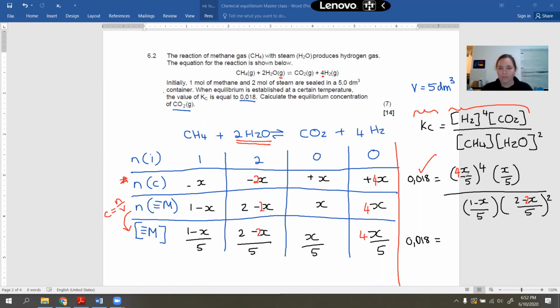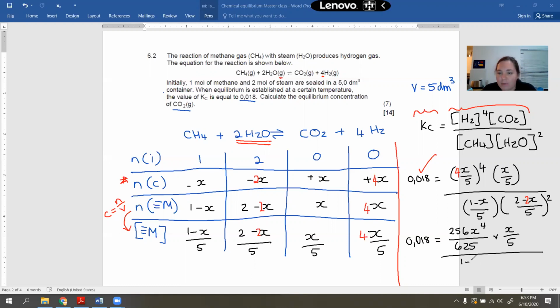So 4 to the power of 4 gives me 256. Then I'm going to have x to the 4 over, okay, in fact, I'm just going to multiply everything here if everyone's okay with that. Actually, maybe I won't. I'll be good. 5 to the power of 4 is 625, and that's going to be times by x over 5. I'm not jumping in there yet because I don't want to mess up too much on my maths.